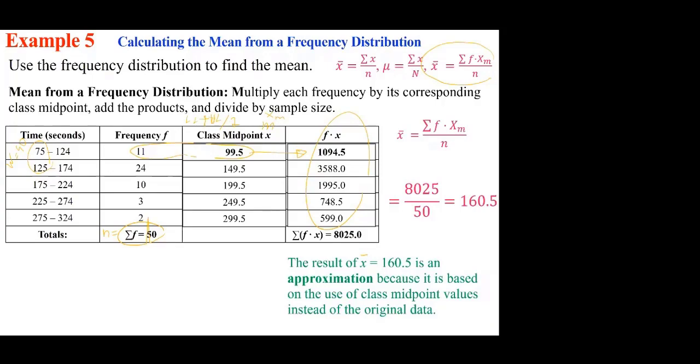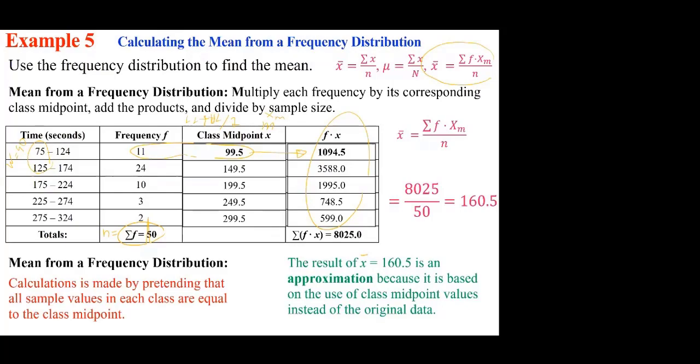Now, what about the next one? Mean from a frequency distribution calculation is made by pretending that all sample values in each class are equal to the class midpoint. That is the assumption, and remember, that's really not a fact, but we don't have any other choices. Do you take the lower limit? Do you take the upper limit? No, a good choice would be somewhere in between, and that would be the class midpoint.